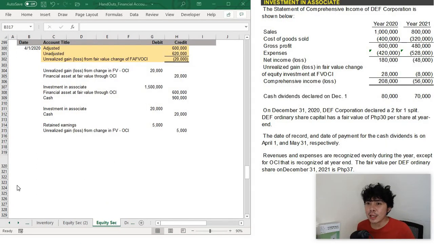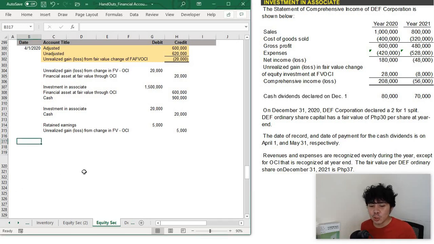So, ngayon, balik tayo sa ating mga journal entries. So, 2020 pa rin tayo. So, after April 1, 2020, ang next transaction natin is on December 1, 2020. So, ano ang mangyayari sa December 1, 2020? Ang sabi kasi rito, cash dividends are declared daw on December 1. Siyempre, meron 2020. Magkano siya? 80,000 pesos.